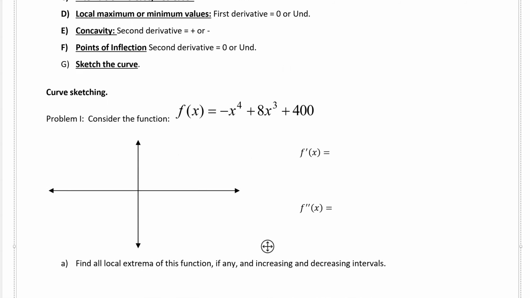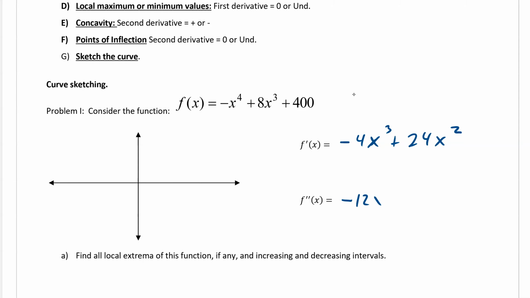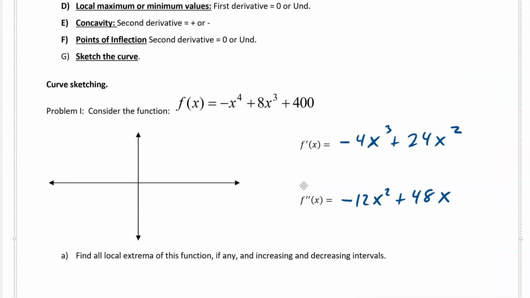So to do that, first thing you got to do is find our first and our second derivatives. So negative 4x cubed plus, and then that would be 24x squared. So our second derivative would now be negative 12x squared plus 48x. And remember, we can relax here because when you plug in your calculator, it gives us a picture. So we already know that we're going to be getting some relative extrema and some points of inflection. So all we have to do is verify it with our calculator. So there we have it.